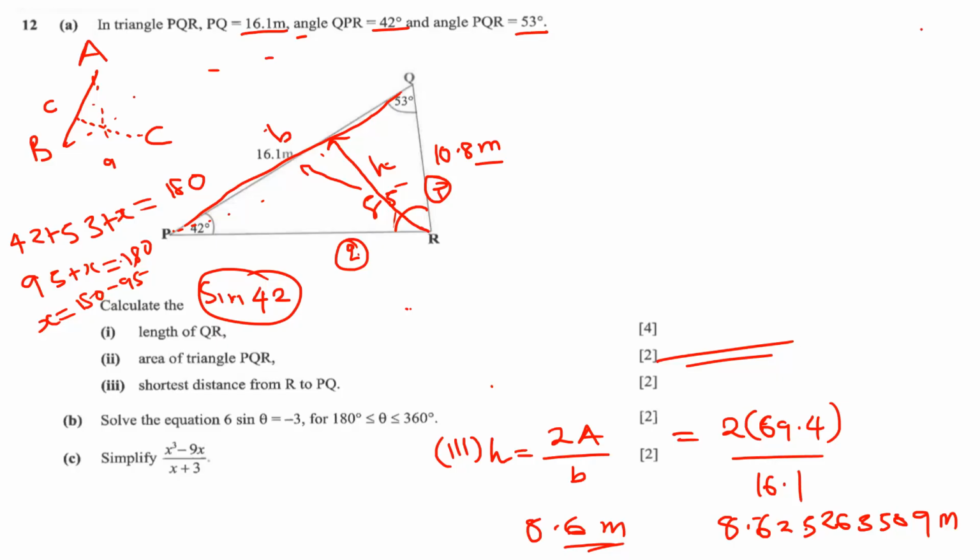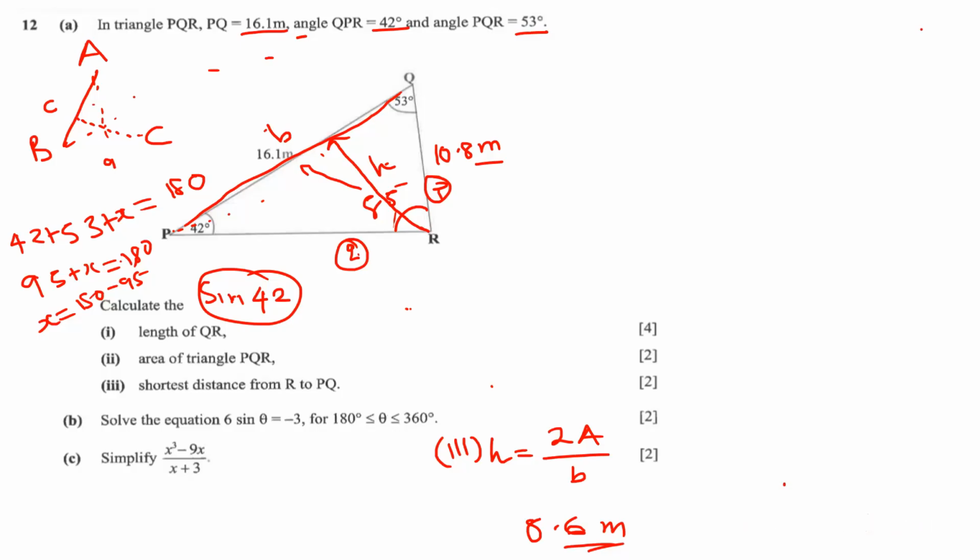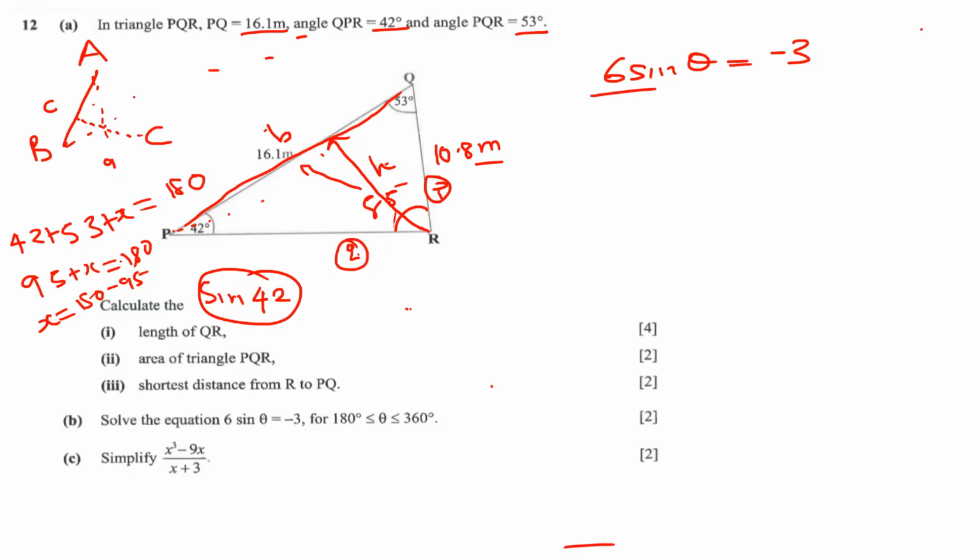6 sine theta is equal to negative 3. How do we answer this question? So 6 sine theta is equal to negative 3. So the first part is you need to divide by 6, divide by 6. So in other words, you're going to have sine theta is equal to negative 0.5.